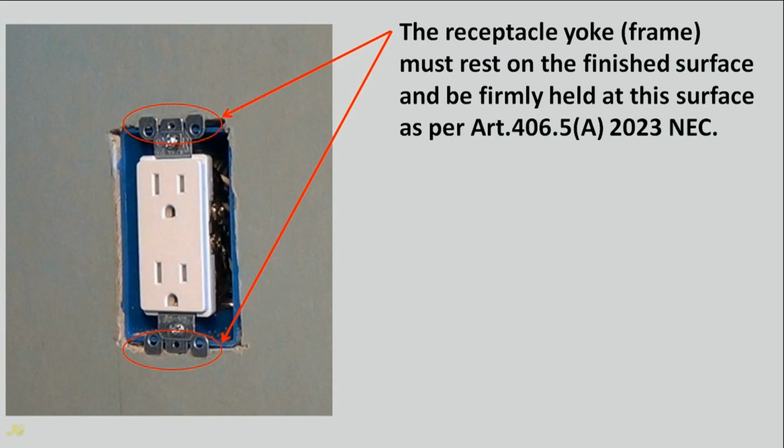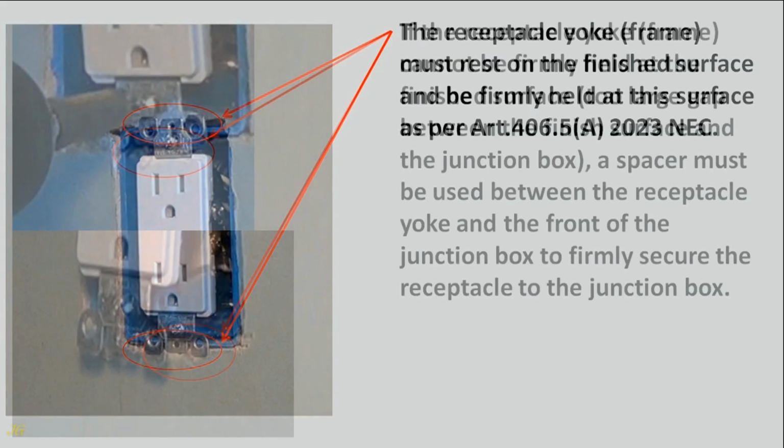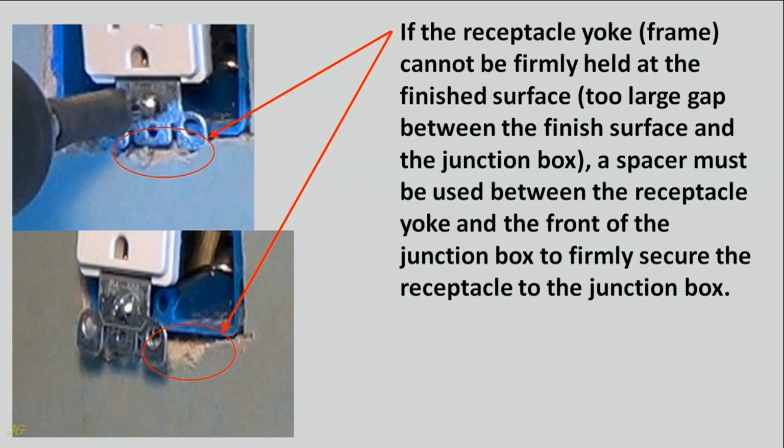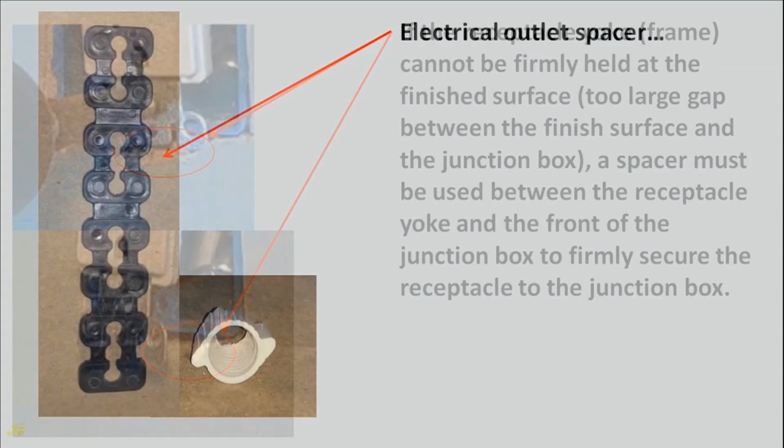The receptacle yoke, frame, must rest on the finished surface and be firmly held at this surface as per Article 406.5a, 2023 NEC. If the receptacle yoke cannot be firmly held at the finished surface, due to too large a gap between the finished surface and the junction box, a spacer must be used between the receptacle yoke and the front of the junction box to firmly secure the receptacle to the junction box.